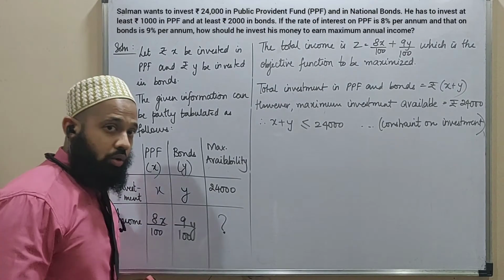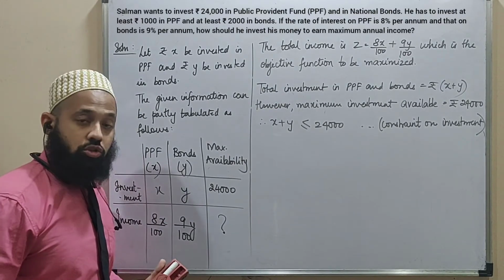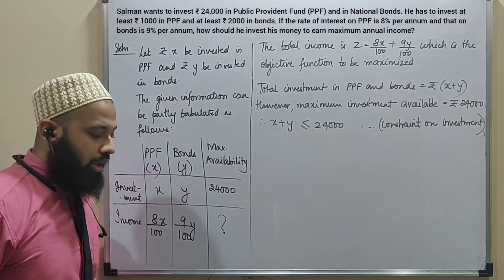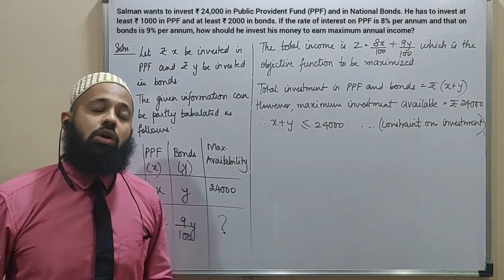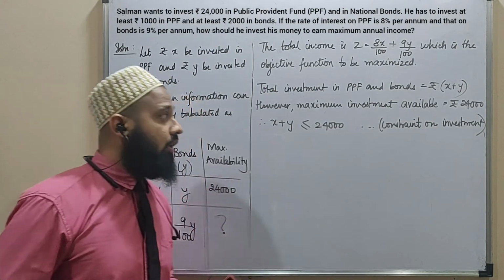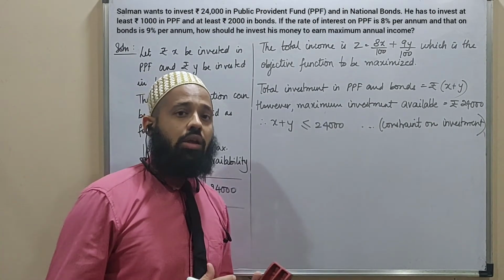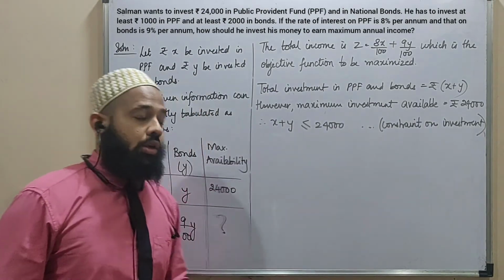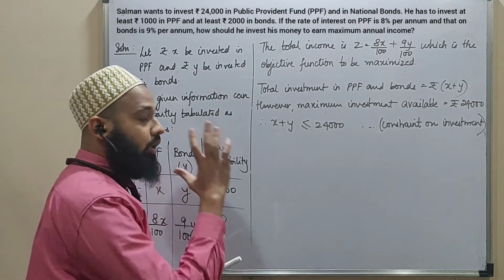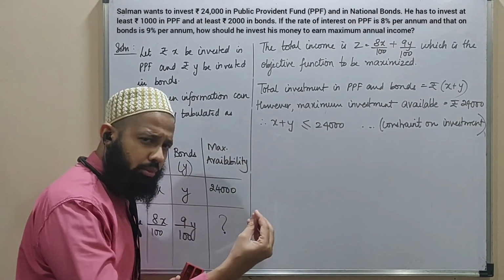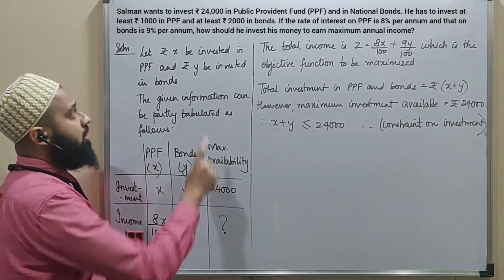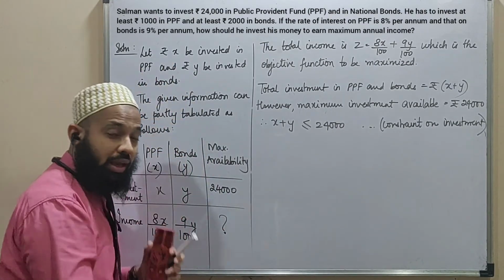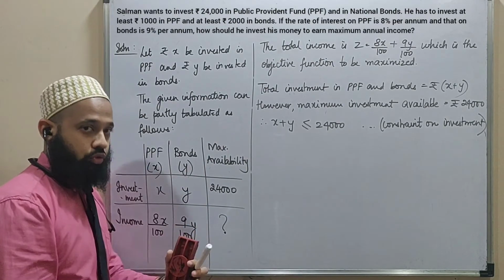Next, let's talk about the remaining two conditions which were also in the question. Minimum 1,000 rupees in your PPF and 2,000 in the bonds. It is difficult that you can together take this in one umbrella. See, you're talking about 1,000 rupees you have to minimum put in your PPF. So PPF is represented by X. So X has to be greater than equal to 1,000.